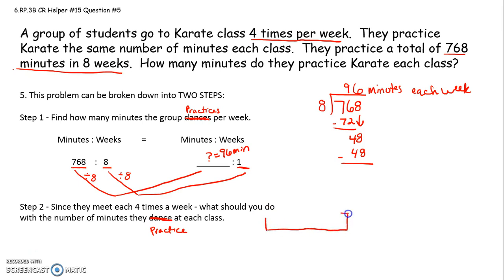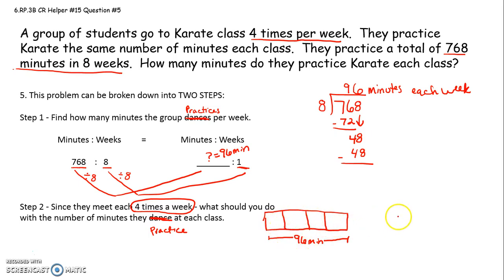I could also set up another ratio, as I did above, your carrot method, but I think I'll now also show you how this problem could be done with a tape diagram. Now, in 1 week, they practice 96 minutes, but that is 4 times that they've met. So they meet 1, 2, 3, 4 times. They practice 96 minutes, but over 4 different classes.